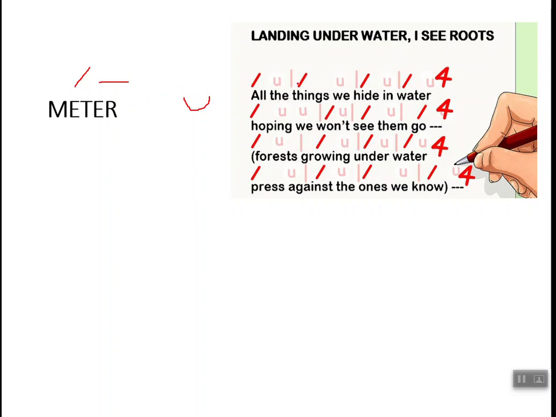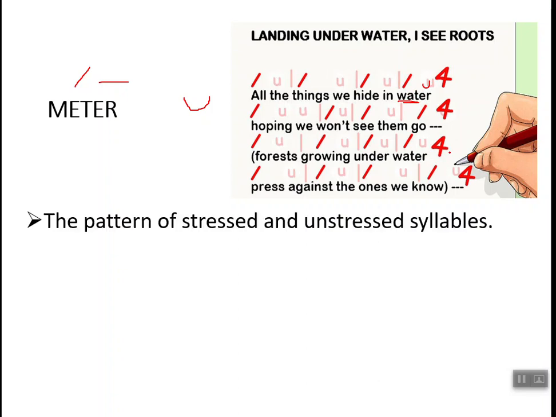So, all the things we hide in water. Water. We emphasize this part, and we de-emphasize the er sound when we say it. So the way that we pronounce things is really what meter means, the pattern of stressed and unstressed syllables. Here in this short poem: all the things we hide in water, hoping we won't see them go. Forest growing underwater, press against the ones we know.